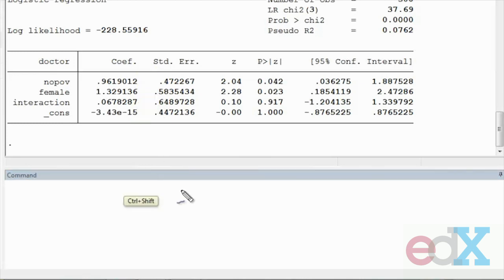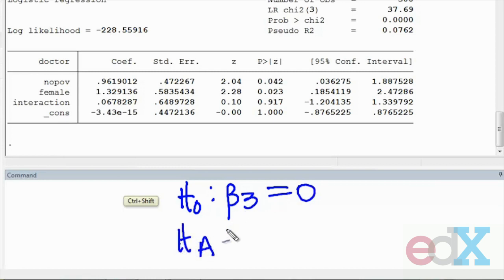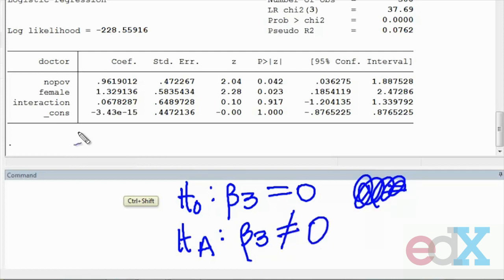To test for evidence of effect modification, I simply need to test the null hypothesis that beta 3 is equal to 0 versus the alternative that beta 3 is not equal to 0. This is a test for no effect modification by gender, or that the odds ratio for visiting the doctor for those above and below the poverty line is constant within gender when I condition on gender.